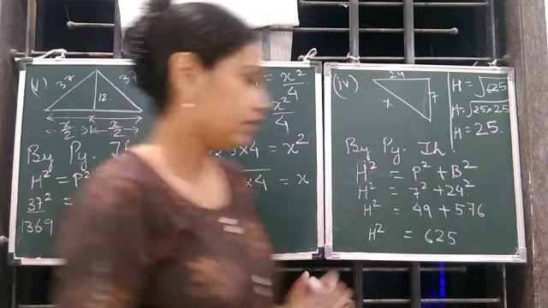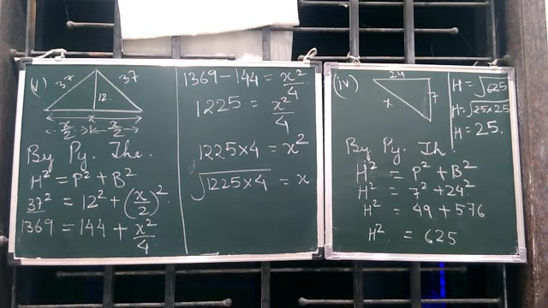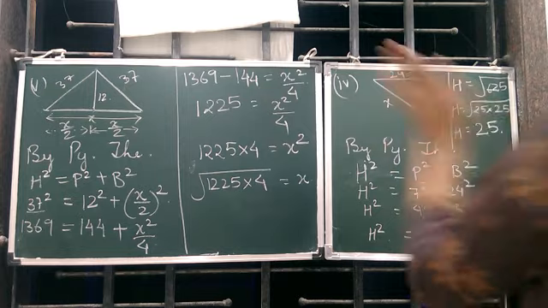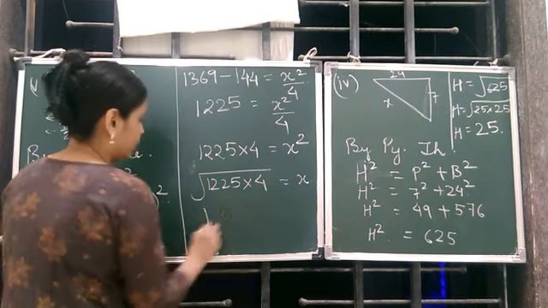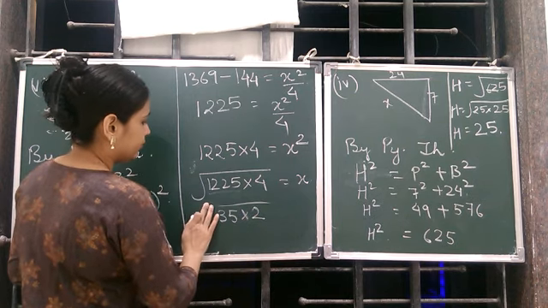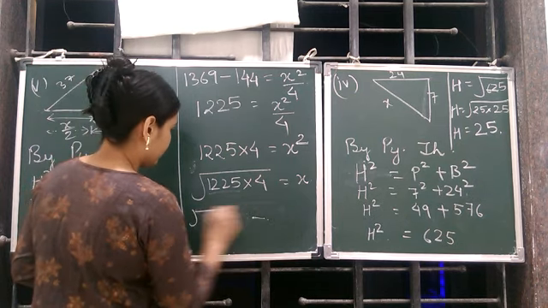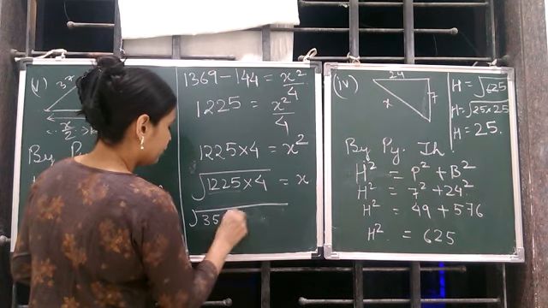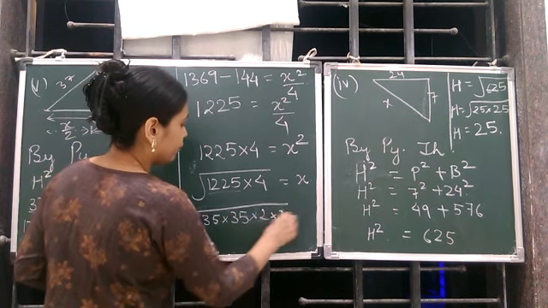Now what is the square root of 1225? Wait, I am using a calculator. Just give me a while. Here is my calculator. अरे यार mosquito. 35. So this is 35 and this is 2. Correct. 35 into 35 is 1225 and 2 into 2 is equal to x.